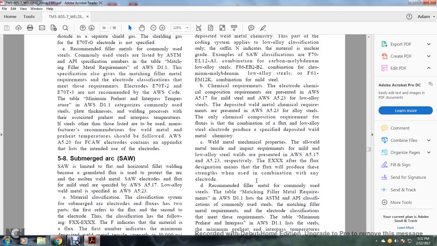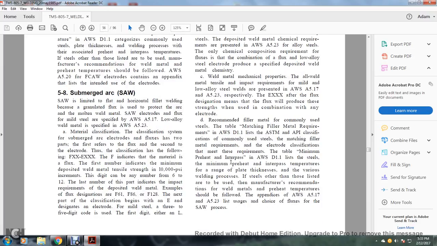Alright, the chemical requirements for the electrode chemistry and composition are presented in American Welding Society A5.17 for mild steel and A5.23 for low alloy steel deposited weld metal. Only the chemical composition requirement for the flux, combined with a low alloy steel electrode, produces the specified deposited weld metal chemistry. Weld metal mechanical properties: all the tensile and impact requirements for mild and low alloy steel welds are presented in American Welding Society A5.17 and A5.23, respectively. EXXX after the flux designation means the flux will produce the strength when used in combination with any electrode.